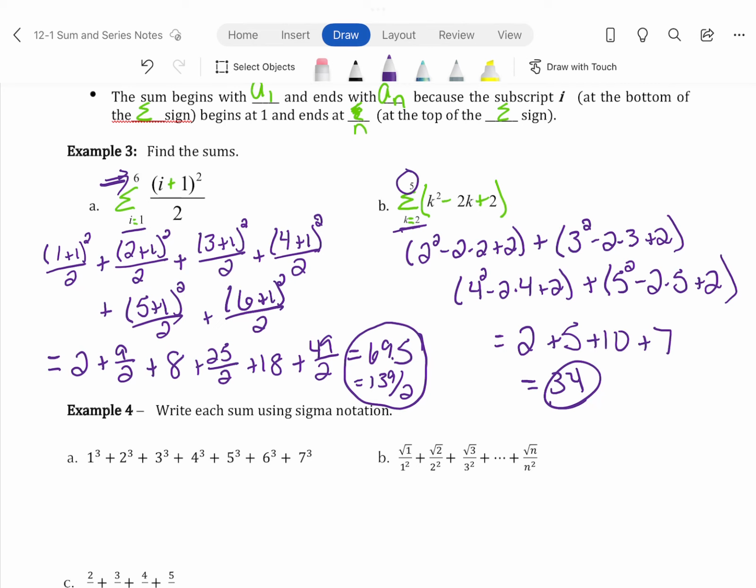It doesn't matter what variable you use right here. I use the x because it's the easiest to put in. It starts at 1, goes to 6, so put in those numbers. And then in here we would have our parentheses, and we would just do our x plus 1, square it, and then divide by 2, and then hit enter. And notice it gives you that 69.5.